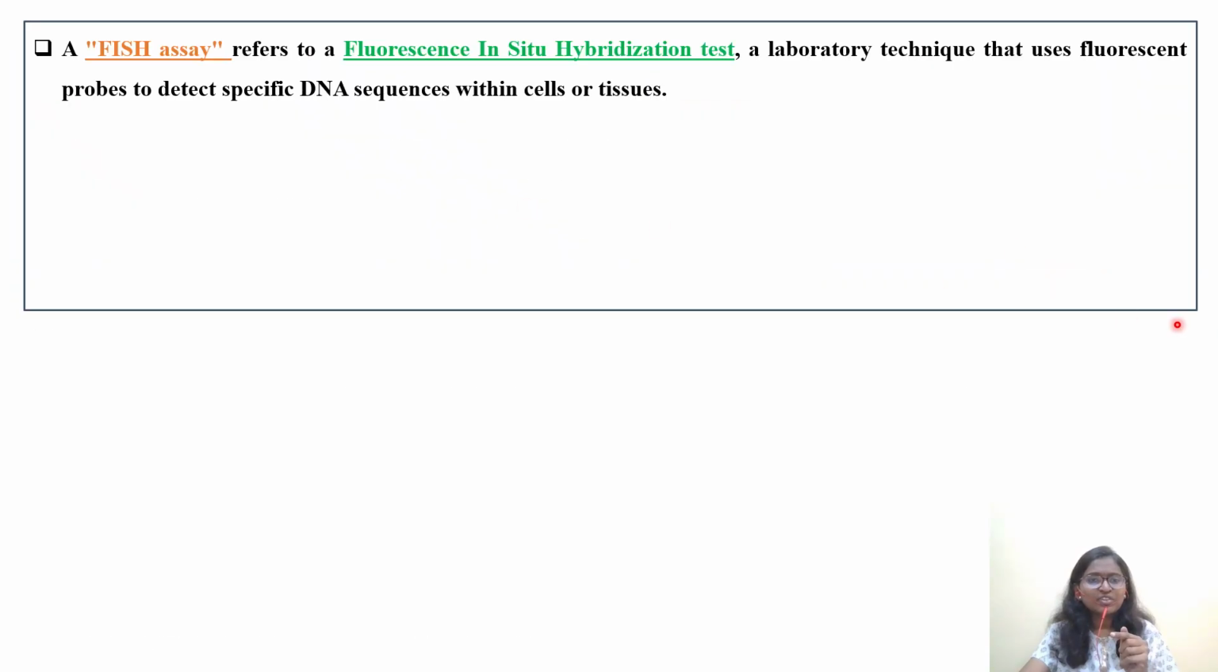A FISH assay refers to the fluorescence in situ hybridization test, a laboratory technique that uses fluorescent probes to detect specific DNA sequences within cells or tissue. If you see, my last video was about RNA detection. That was the northern blotting technique. Now, the FISH assay is for DNA sequences within the cells or tissue, and in that question it was tissue sampling.